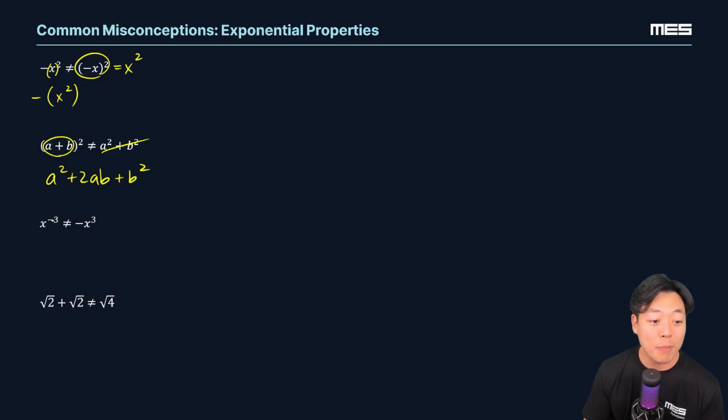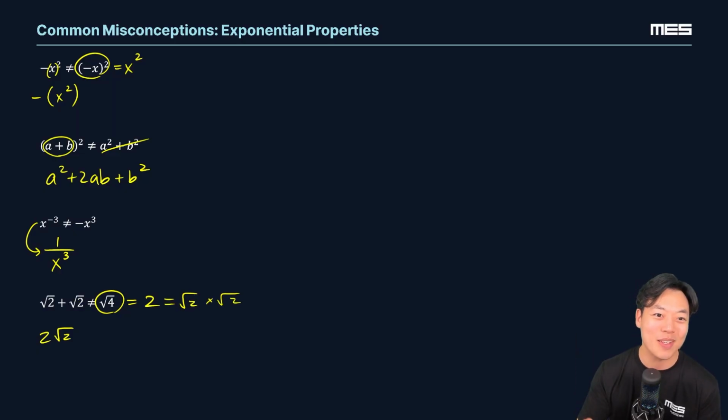Now on the bottom, in this third one, x to the negative third power will just be 1 over x cubed. It's not that this negative just comes down in front of the x. These are completely different things. This is equal to this. And this last one, if we have 2 of the same thing, that means we have 2 of that thing. Radical 4 is actually equal to 2, which is not equal to radical 2 plus 2. 2 is actually radical 2 times 2. And these are some of the misconceptions that you'll see in Algebra 2.